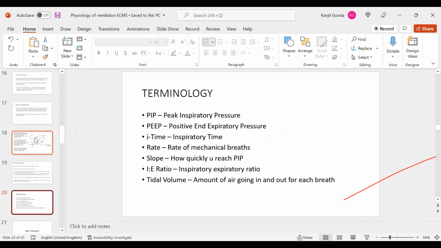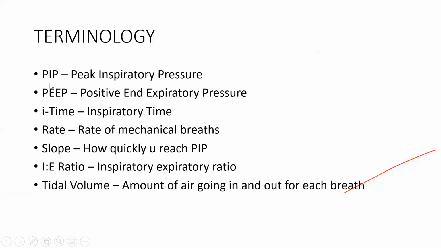Okay, so coming back to some terminology. The normal terminology that we come across in conventional ventilation or on the different ventilators: the PIP, the peak inspiratory pressure, which means the pressure that is required to open the lungs up. You are determining as a physician, you and me are deciding how much pressure we are giving for this baby.